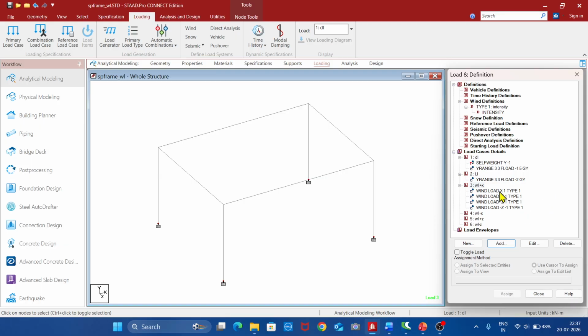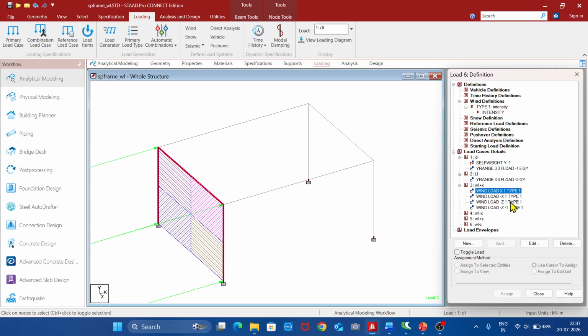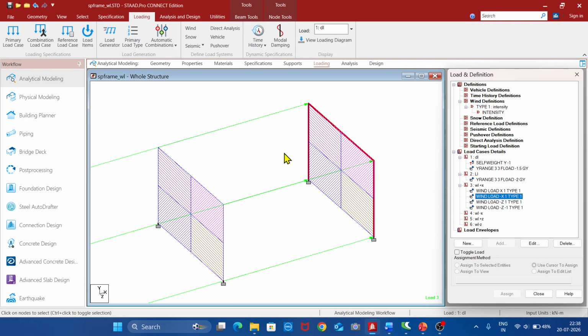Just by clicking on this, you can see or visualize the load. Say we have given a positive X direction. So X direction, this is positive. So wind acting on this. So this is the windward side, and this side is the leeward side. So wind along windward side should be acting like this. That's why we have given X value as 1. And this -X, that is this leeward side, if you click, so this is the force.